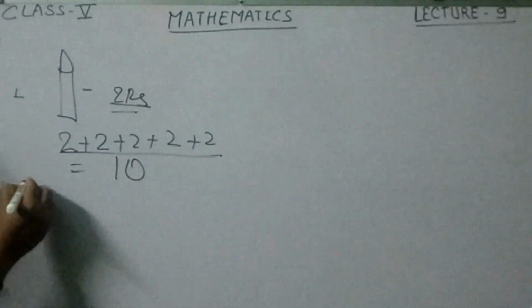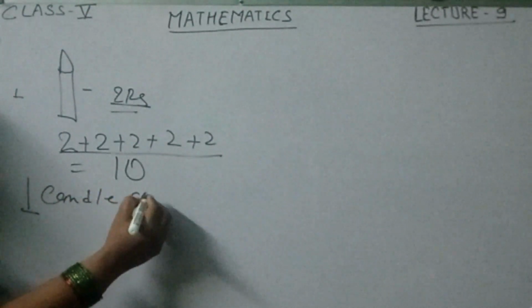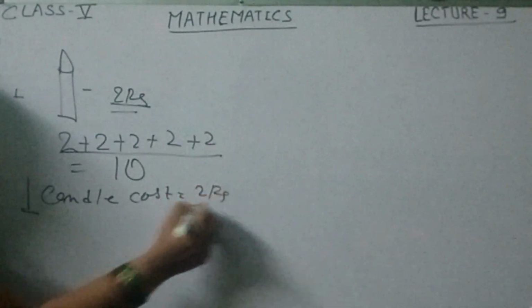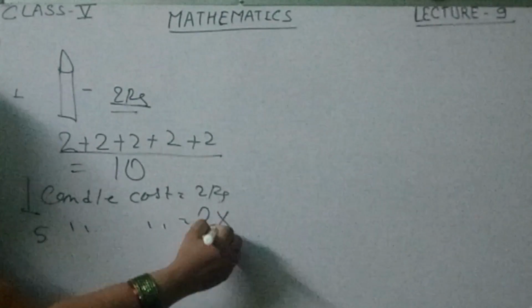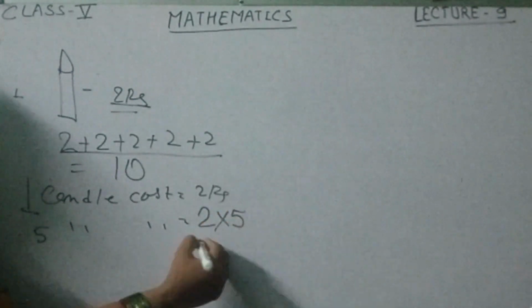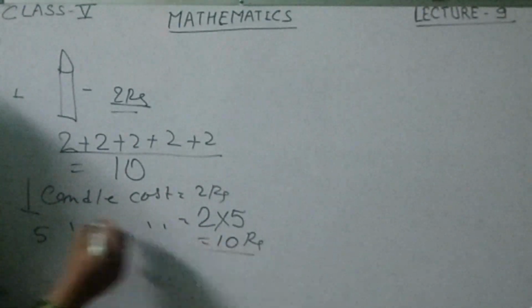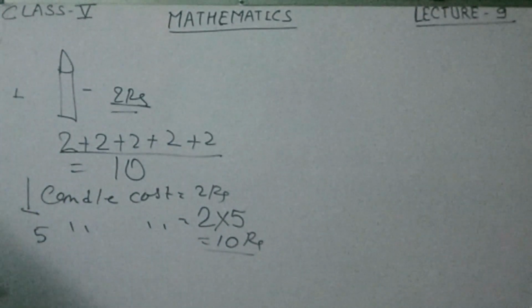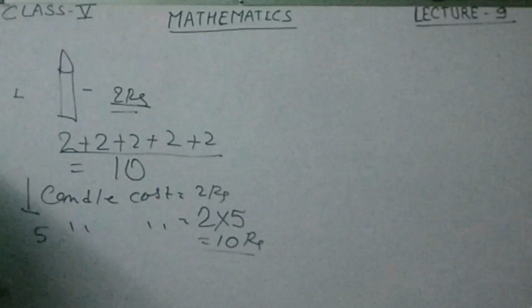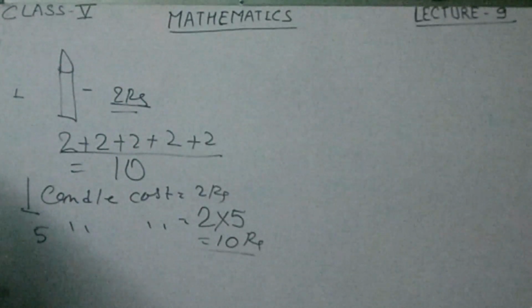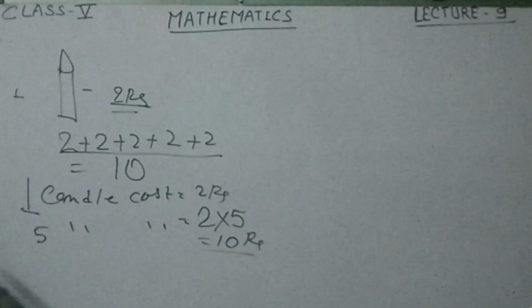Here in the statement you can write: one candle costs 2 rupees. Then what do we have to do to find the cost of 5 candles? Directly you have to multiply: 2 fives are 10. That means 5 candles cost 10 rupees. In the same way, if the cost of one is given and you have to find out the cost of 10 or 20, then you have to multiply the numbers together. Then we will get the answer.